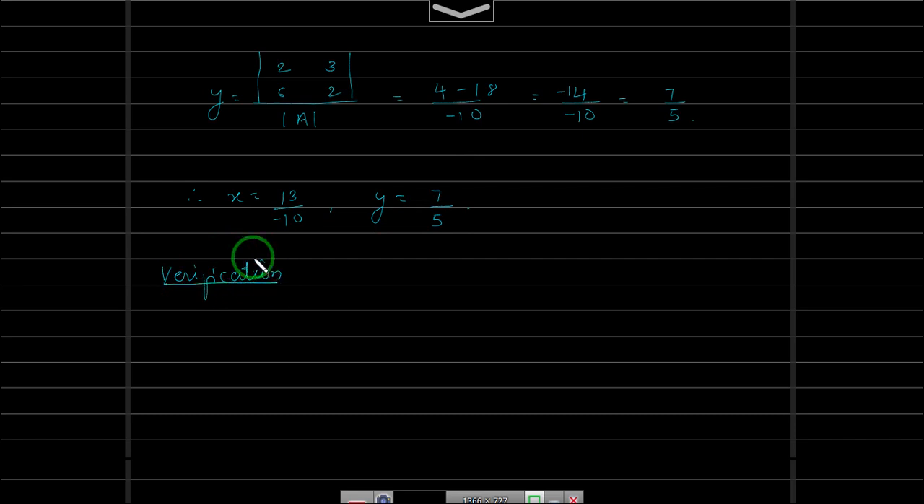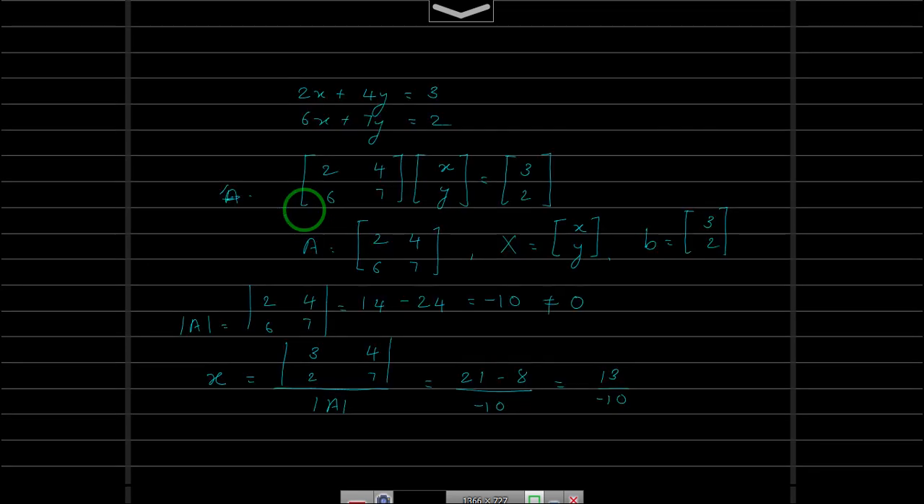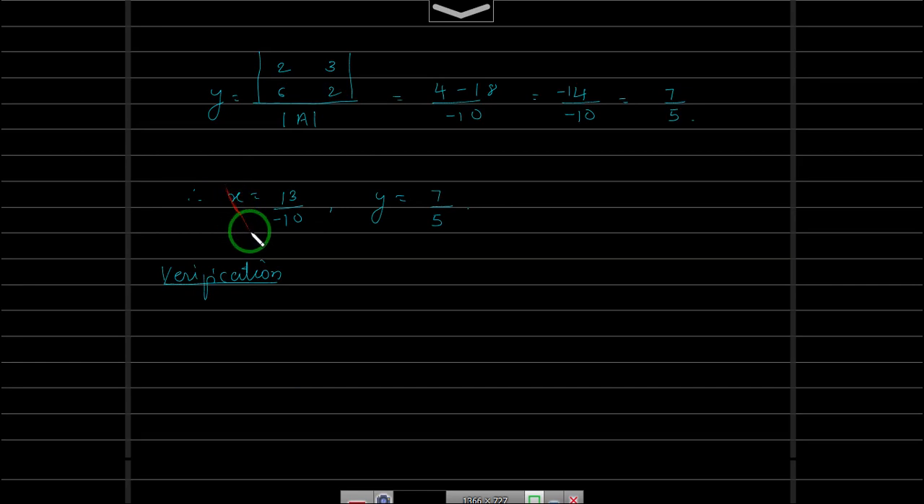So let us see whether the solution we have got really satisfies the given equations. Let us take the first equation. The first equation is 2x plus 4y equals 3. This we have to verify. Okay. How to verify? We will put x and y as these values and check whether we are getting 3. So the left hand side becomes 2 into x, x is 13 by minus 10, plus 4 into y, y is 7 upon 5.